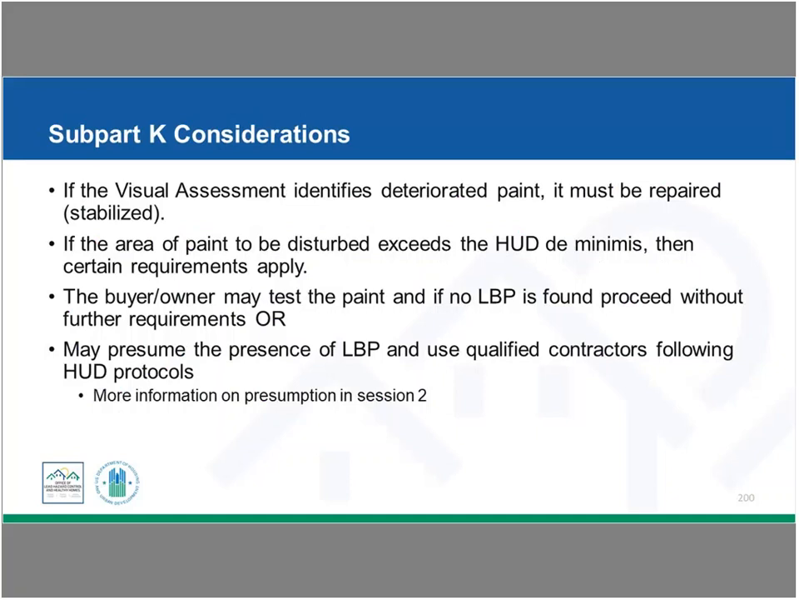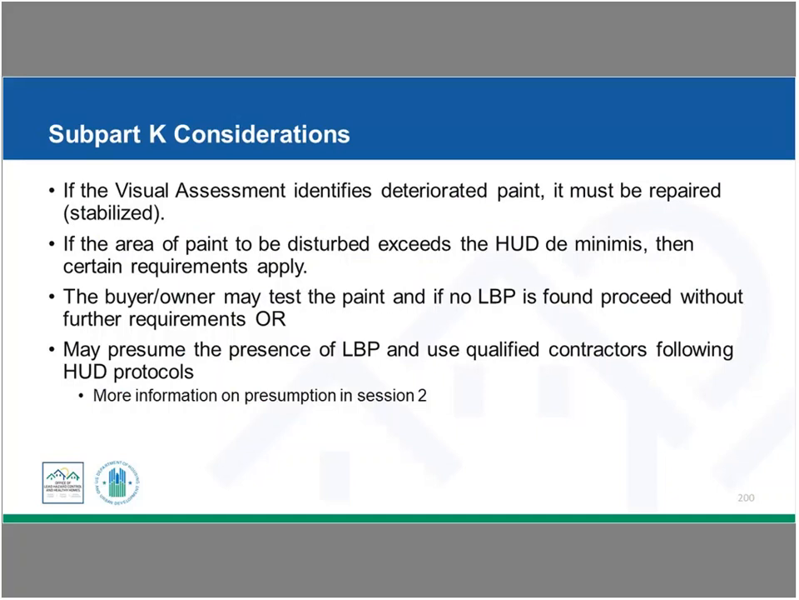So when you did your visual assessment, or you've trained yourself in visual assessment, you've taken that online training, so you're a trained visual assessor, if you've identified any deteriorated paint, then it has to be stabilized. If the areas of paint to be disturbed exceed those de minimis levels, then we need to follow the different requirements. We're going to be going over what those are in a few minutes.